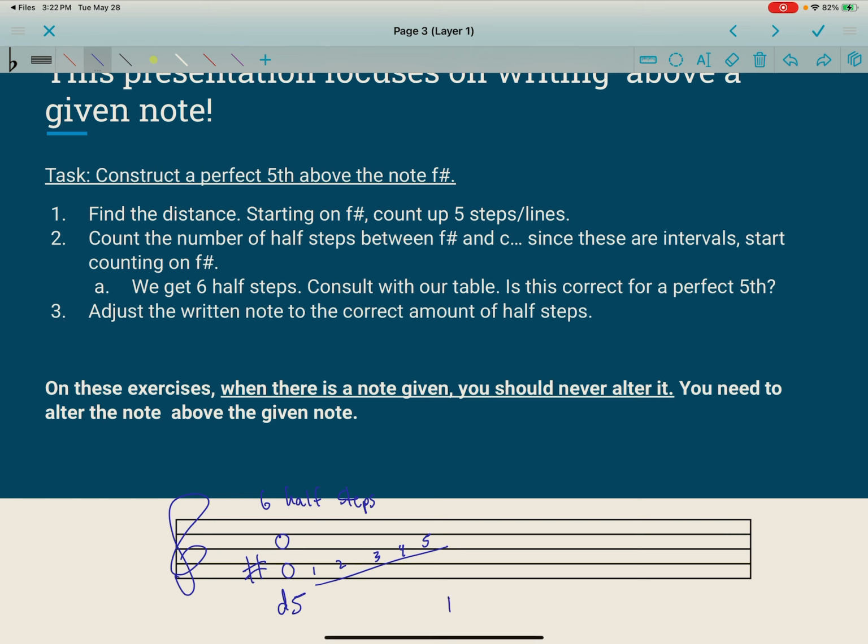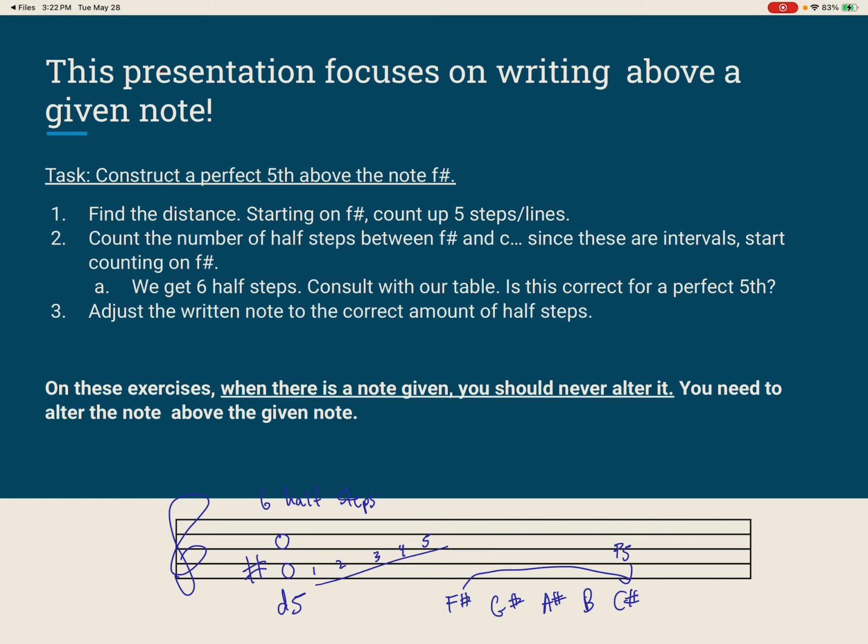Another way to think about this is if you have an F sharp, the key of F sharp: G sharp, A sharp, B, C sharp. I would then know if I looked at the key of F sharp major and looked at an F sharp major scale, I know that that has my perfect fifth between F sharp and C sharp. So I know that since I have a C natural instead of a C sharp, that's a diminished fifth rather than a perfect fifth. We are not changing the given note, as a repeat, kind of a before.